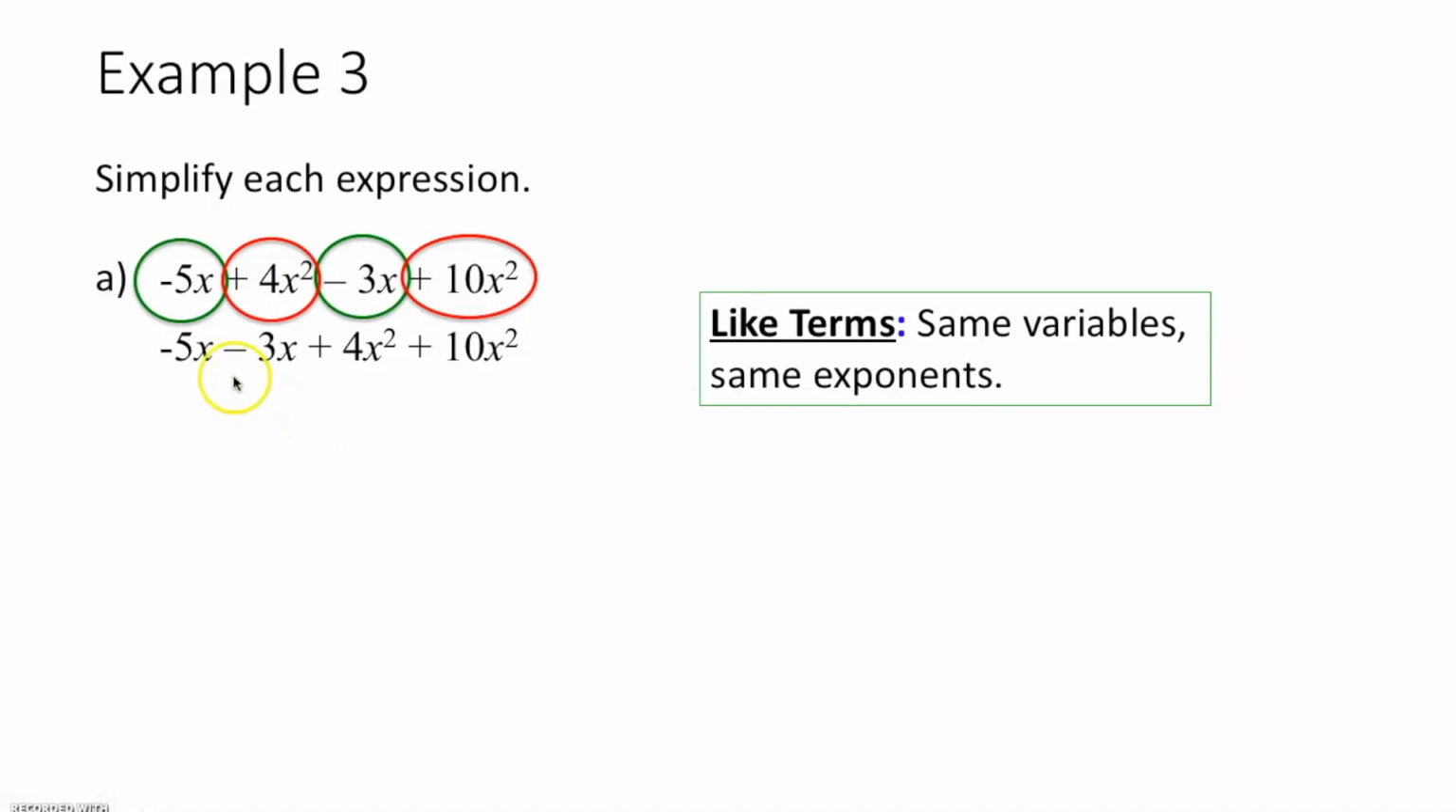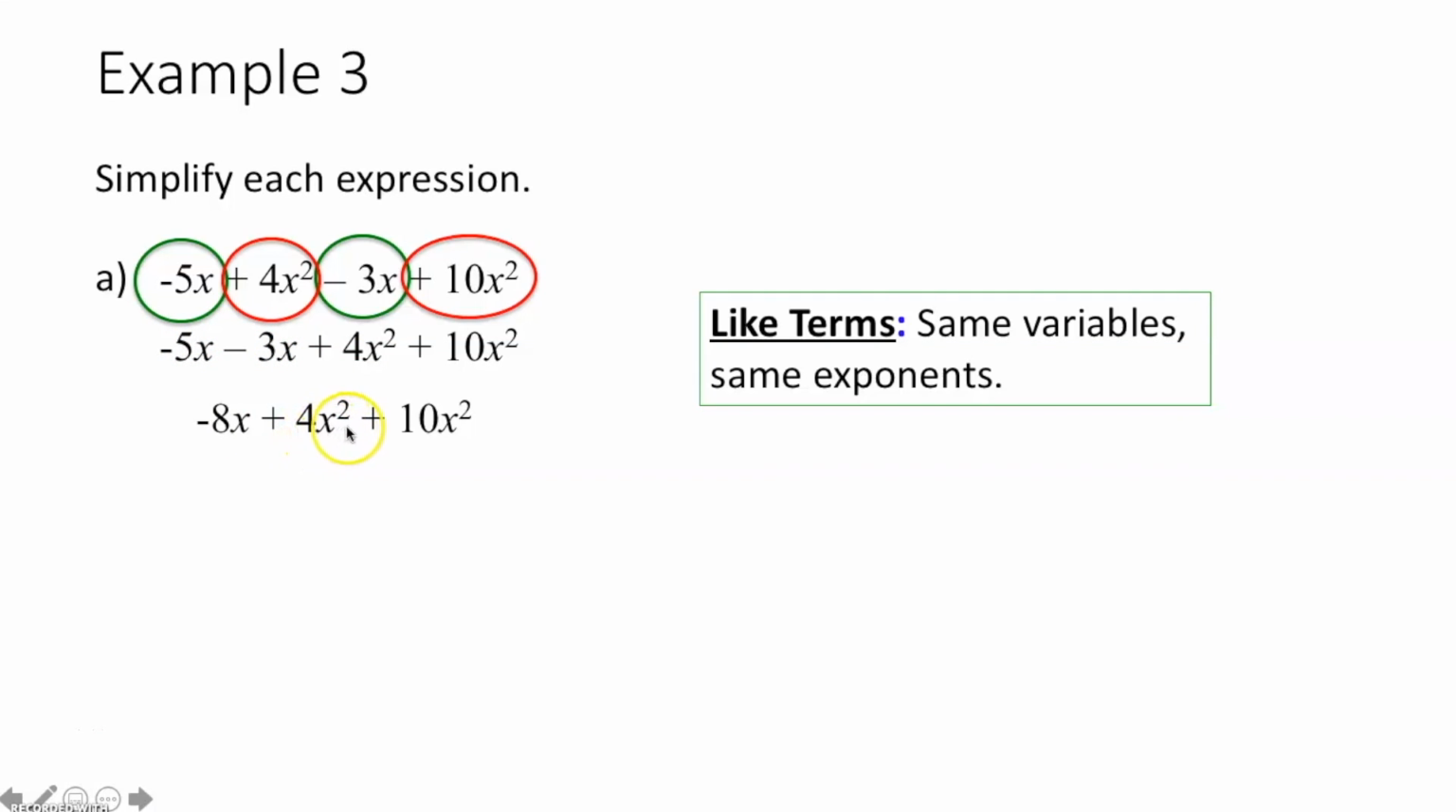Now, we're going to simplify this. Negative 5x minus 3x is the same thing as negative 5x plus negative 3x. In order to combine two terms like this, when we're adding or subtracting, the variable and its exponent is going to stay the same. The only thing you're changing are the numbers out front, the coefficients. So negative 5x plus negative 3x becomes negative 8x. You don't have to do anything with the variable or the exponent. Those stay the same. You just are changing the numbers out front.